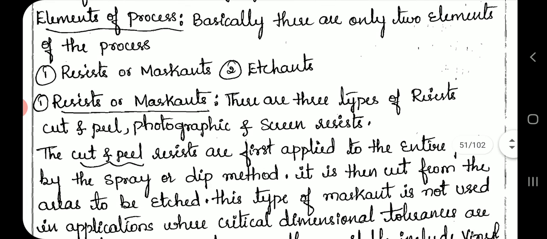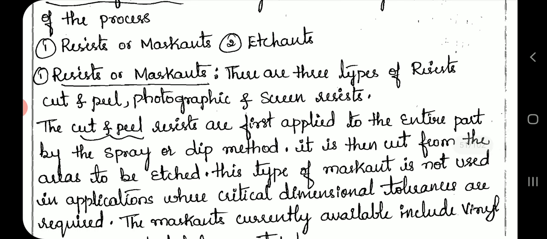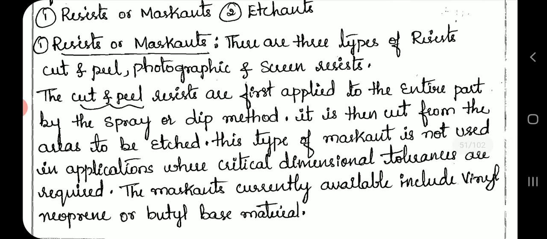Elements of process. Basically, there are only two elements of the process: resins or maskants, and etchants. Resins or maskants. There are three types of resins: cut and peel, photographic, and screen resins. The cut and peel resins are first applied to the entire part by the spray or dip method. It is then cut from the areas to be etched.